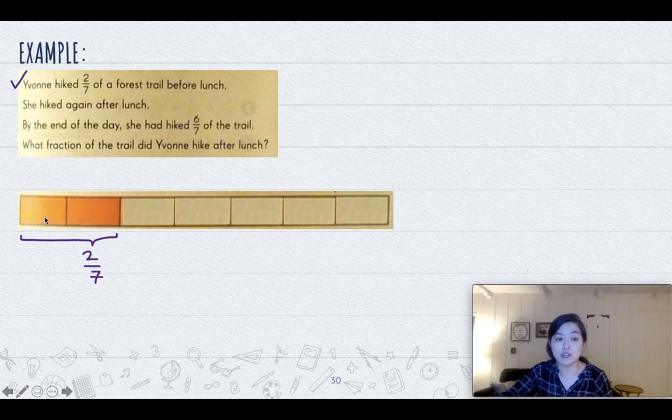So here's 2, and then out of 1, 2, 3, 4, 5, 6, 7 total. So this represents the first sentence. Now let's look at the third sentence. By the end of the day, she had hiked 6/7 of the trail.